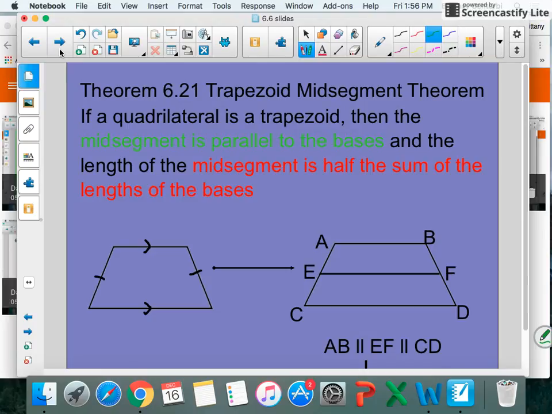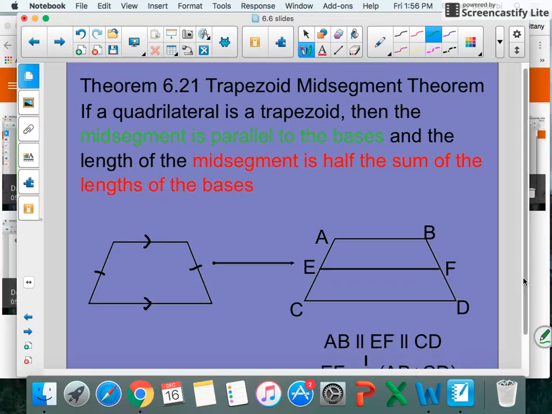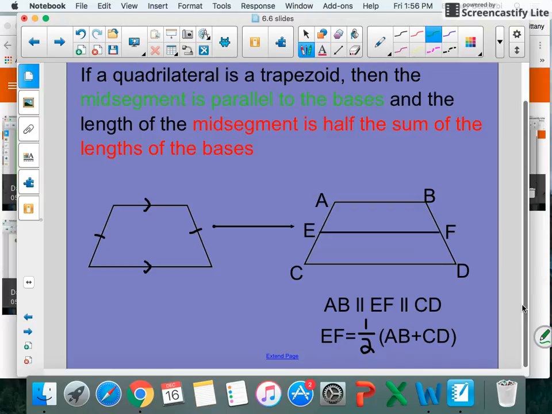Now, if a quadrilateral is a trapezoid, then the midsegment is parallel to the bases, and the length of the midsegment is half the sum of the length of the bases, which sounds like a lot, but it's not as complicated as it sounds. AB is parallel to EF, and it's parallel to CD, so they're all parallel. If I add AB and CD and take half of it, that would be my measurement for EF. Say AB was 10 and CD was 6. I would add them together, that'd be 16, cut it in half, and then EF would be 8.